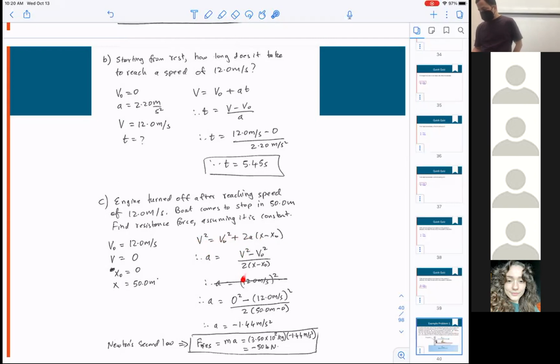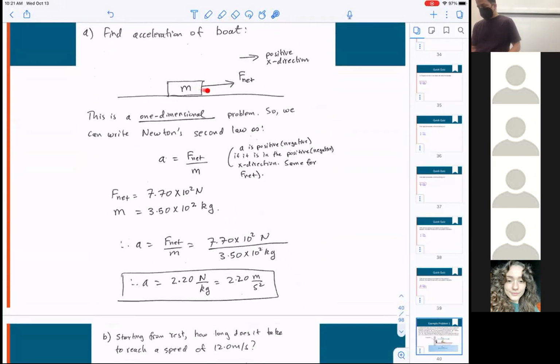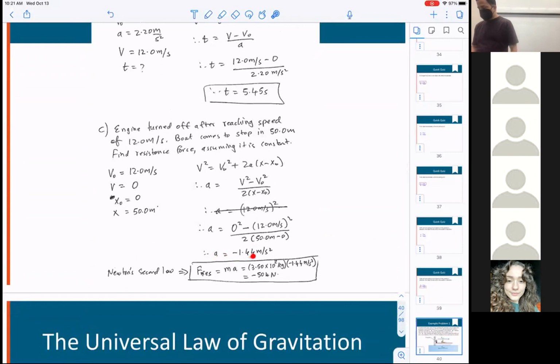We know that the final velocity is 0, the initial velocity was 12 meters per second, and x minus x naught was 50 meters. And so you get an acceleration of minus 1.44 meters per second squared. It's negative because we declared this to be the positive x direction, and as the boat moves to the right it is slowing down, which means the acceleration is in the opposite direction, the negative direction. So that's what you're seeing here, that the acceleration is negative.